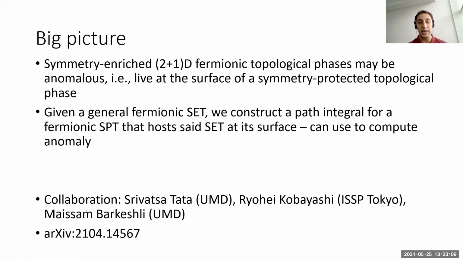Let me start by giving a quick big picture summary of what we've done. In general, symmetry-enriched 2+1 dimensional fermionic topological phases can be anomalous. That is, they are required to live at the surface of a symmetry-protected topological phase in 3 spatial dimensions. Given a general fermionic SET, we construct a path integral for a fermionic SPT that hosts this SET at its surface, which can be used to compute the anomaly. Let me now go into that in a little more detail.